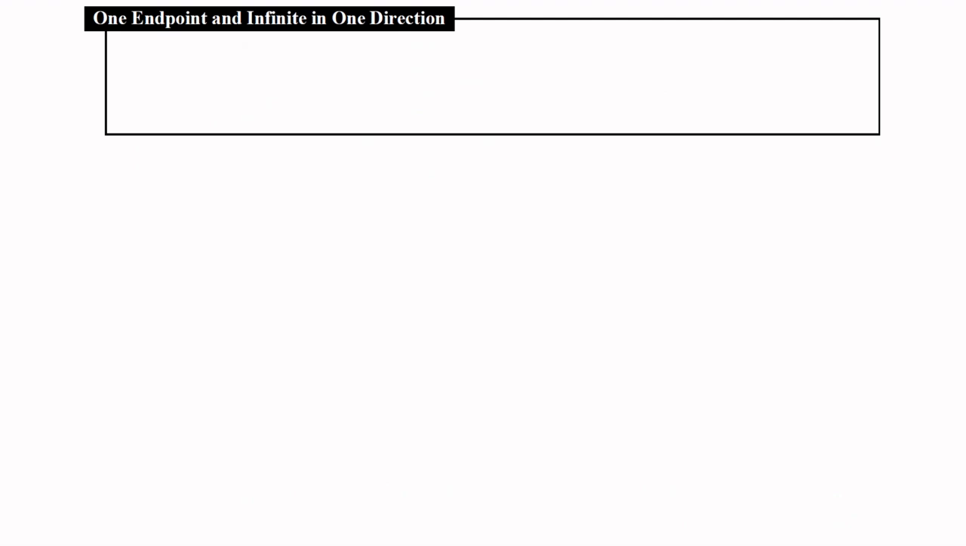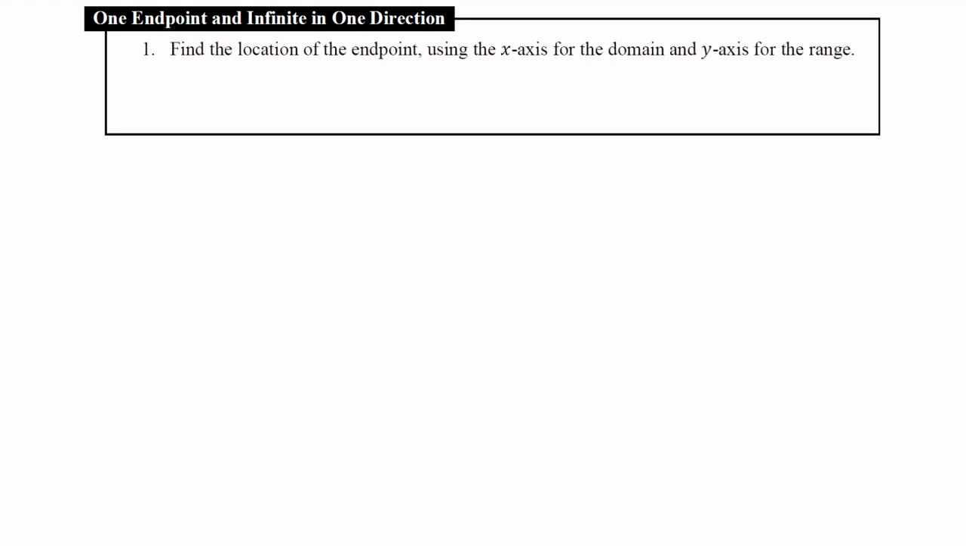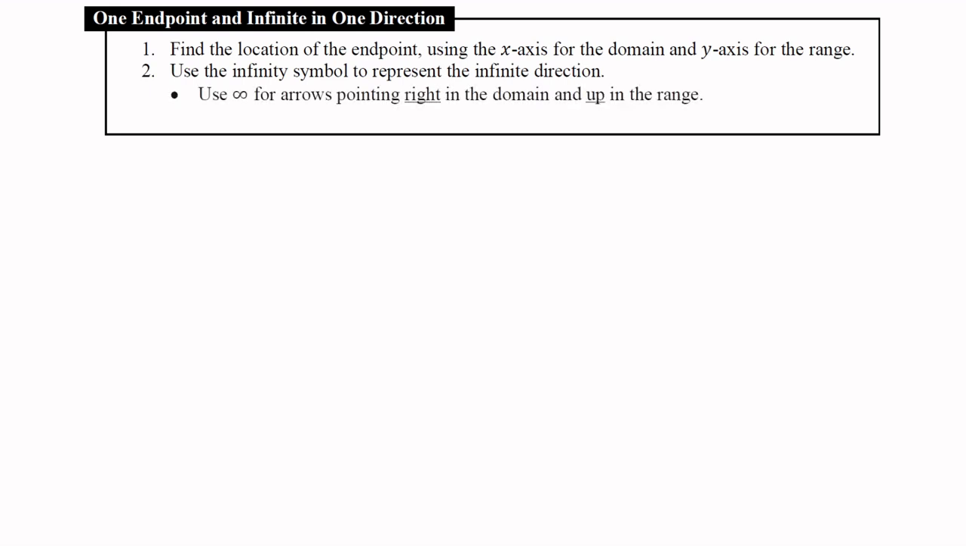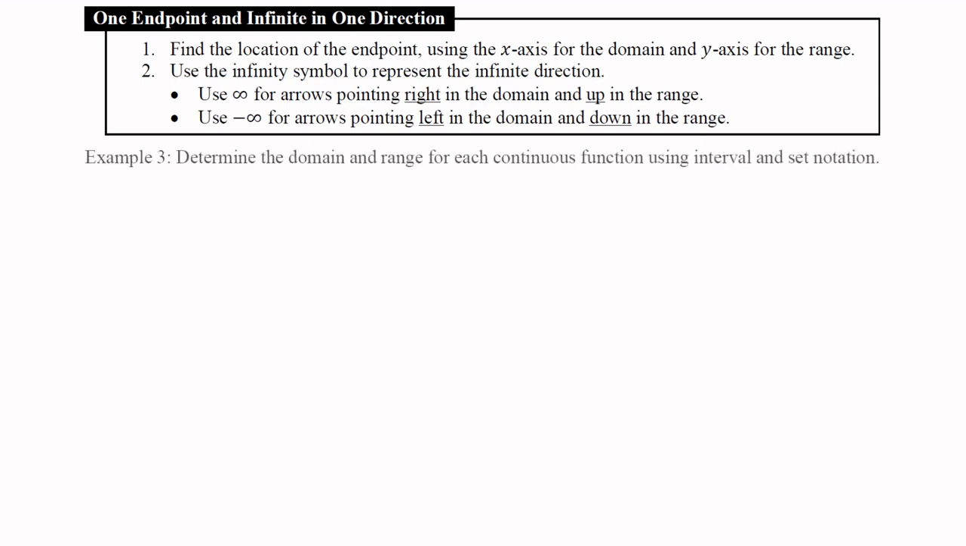Now let's talk about a situation where we have one endpoint and then we go infinite in one direction. The steps are going to be very similar. Find the location of the endpoint using the x-axis for domain and y-axis for range. Use the infinity symbol to represent the infinite direction. Use positive infinity for arrows pointing right in the domain and up in the range. Use negative infinity for arrows pointing left in the domain and down in the range.